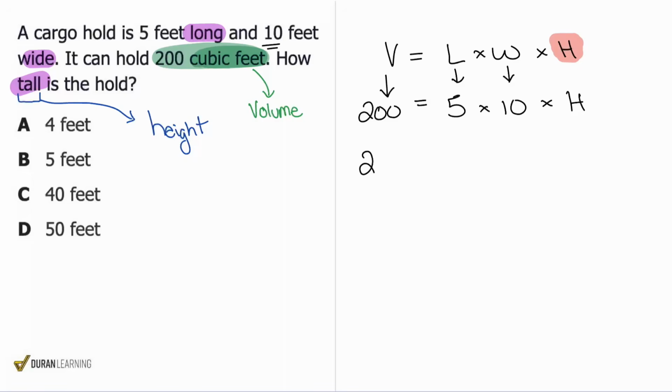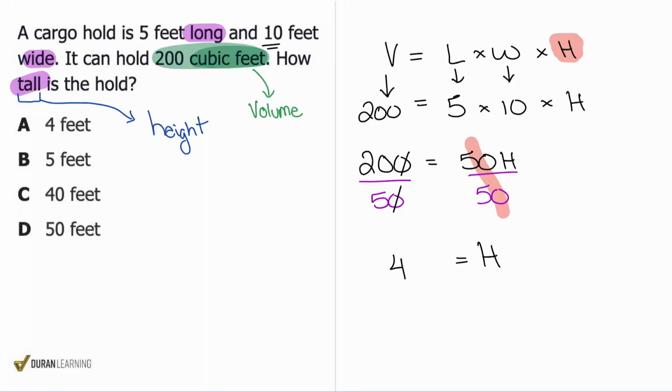So here we go. 200 equals 5 times 10 times h. We can rewrite that as 50h. And from here, just divide both sides by the 50 so we can get that h, the height, by itself. So there we go. It cancels out on the right, and we're left with height equals 4. Because the zeros, you can cancel them out, and then you essentially have 20 divided by 5, which is 4. And there we go. The height's 4, which is 4 feet. So again, an exercise in knowing what to plug in and where, and then recognizing that we're working backwards from that point.